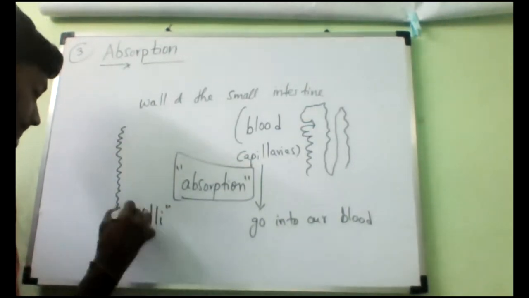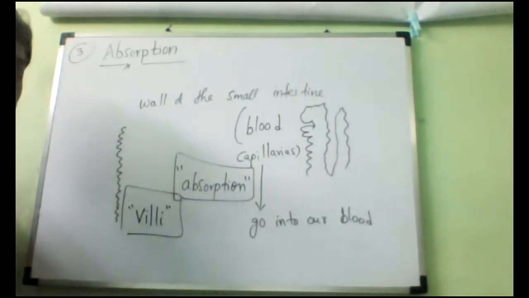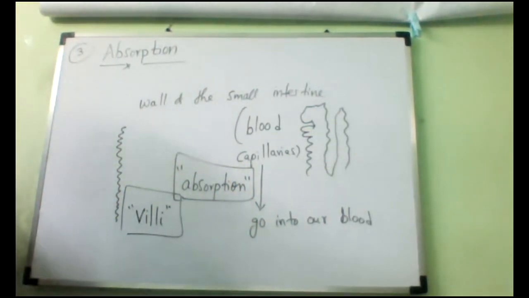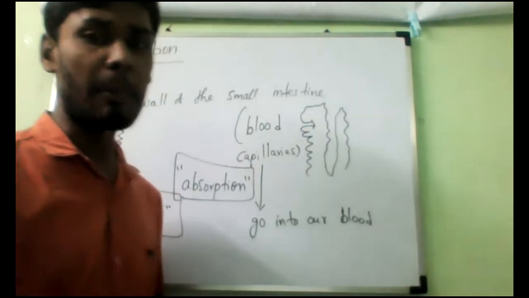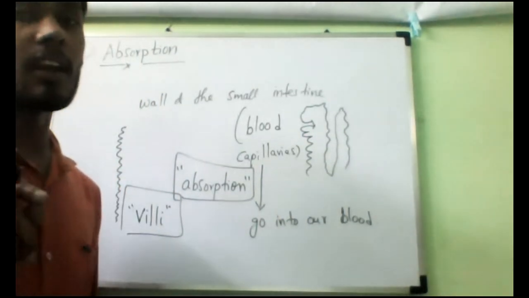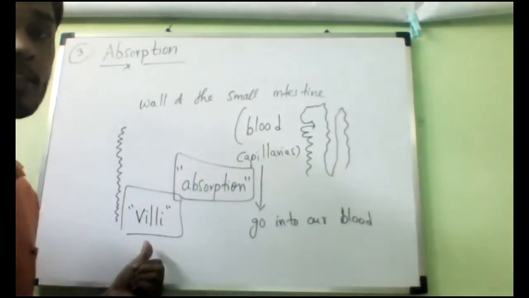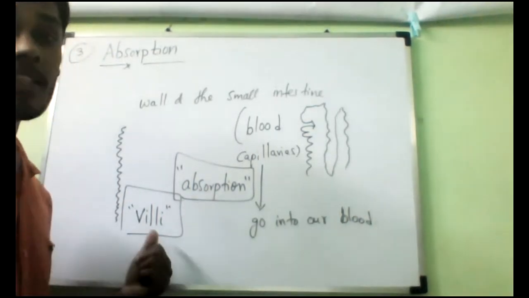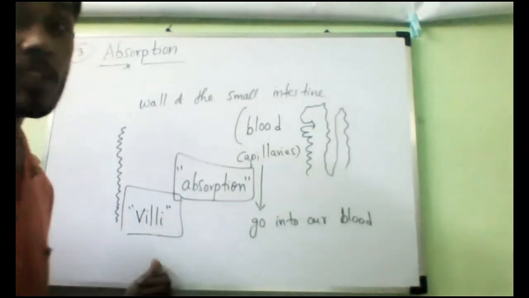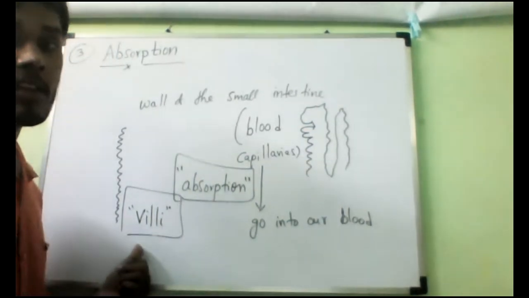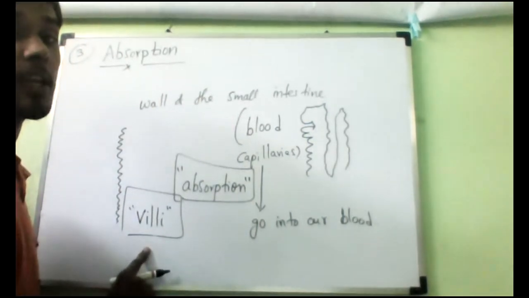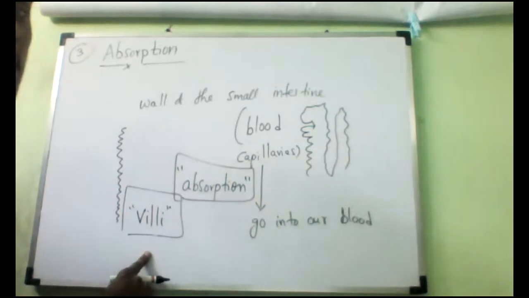What should we call them? Villi. Understand? So our small intestine contains millions, not one. It contains millions of tiny finger-like projections. That is what we call villi. So remember, the presence of villi gives the inner walls of the small intestine a very large surface area.